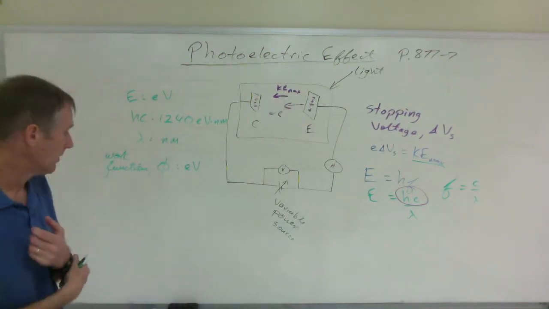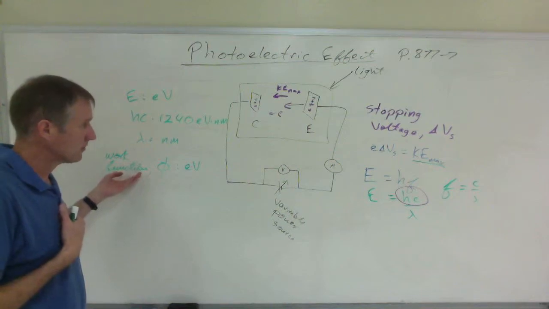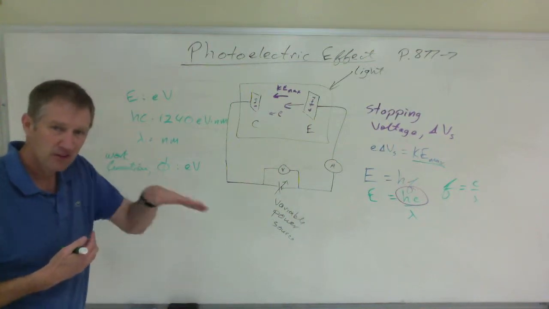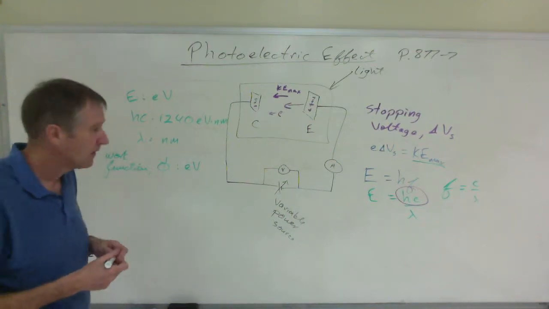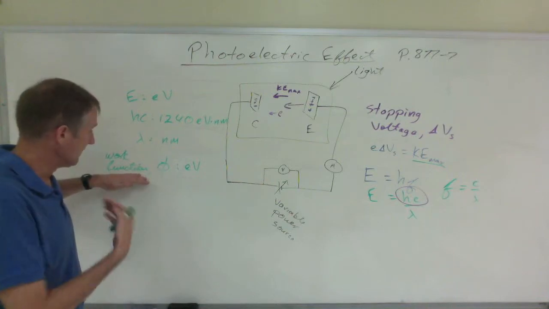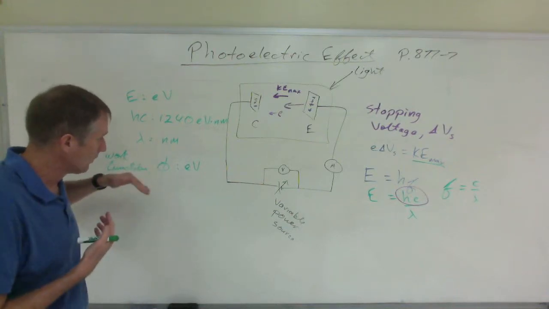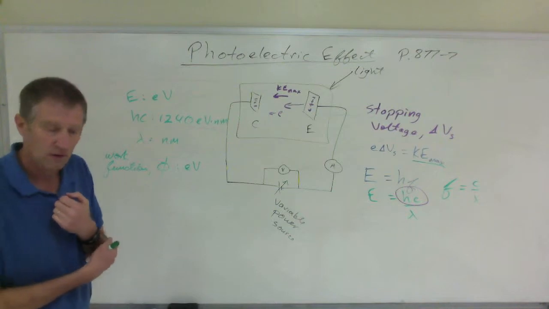It's the minimum amount. If you're right at the work function, you're actually not going to get a current. It's that cutoff point, right? Any less than that, you're not going to get anything. If you exceed it, you're going to start to get a current, all right?